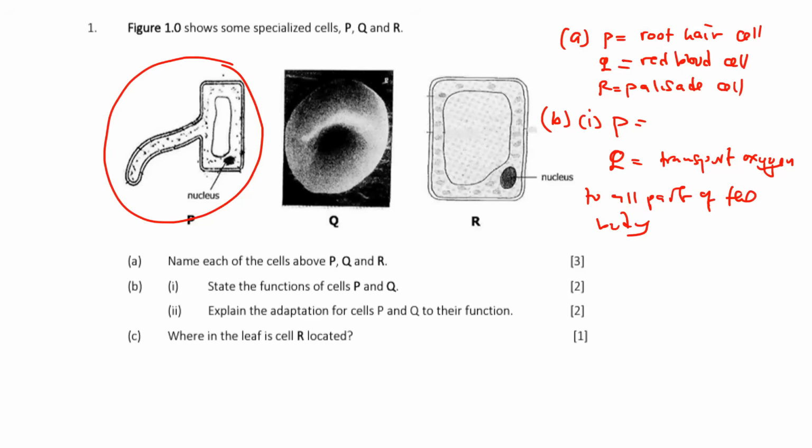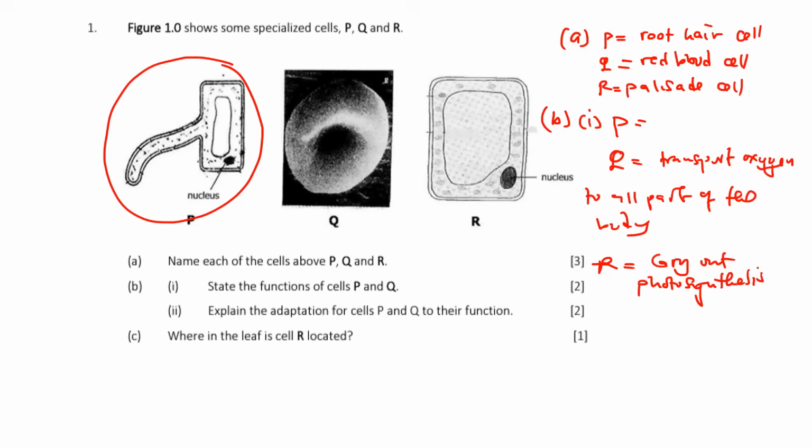Then what about R? R is a palisade cell and the function is to carry out photosynthesis. That is the function. Now, like I said, you need to know the name, the function, the adaptations, and where it is found.